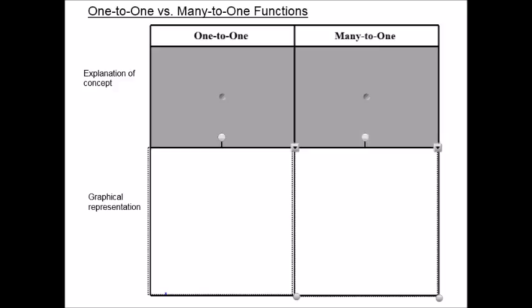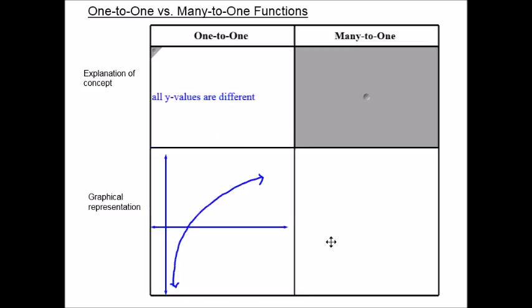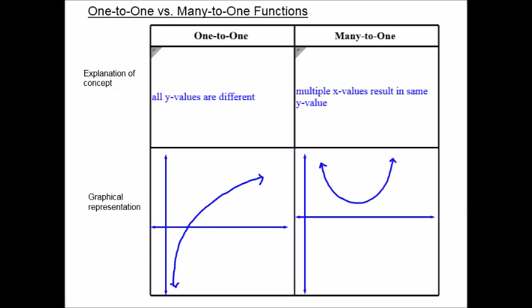Next, we have one-to-one versus many-to-one functions. With these functions, it's easiest to get a definition of both of them before we learn the test to determine which is which. One-to-one functions are functions where all y values are different, meaning that none of them are going to repeat. So if I look at my graph here, every one of my y values as I continue onwards is going to be different. This is in contrast to a many-to-one function where multiple x values result in the same y value. An example of this would be a parabola.